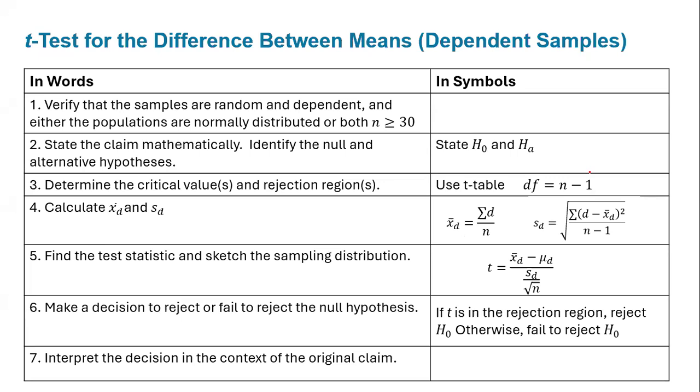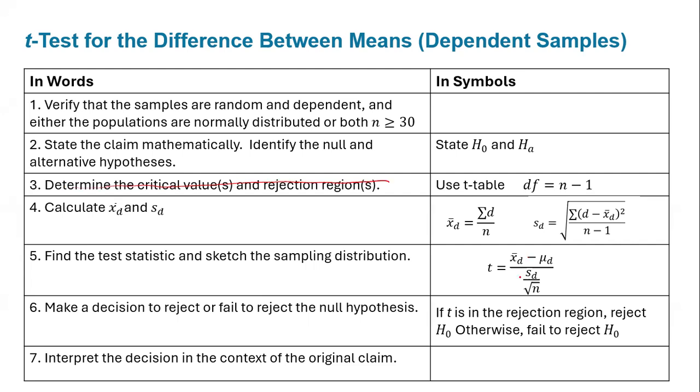So we check the requirement, we write the null and alternative hypotheses. If we are following the rejection region method, we need to find the critical values and the rejection region first from the t-table. And then after finding the mean and the standard deviation of the differences, we find the test statistic and check if the test statistic falls in the rejection region or not.